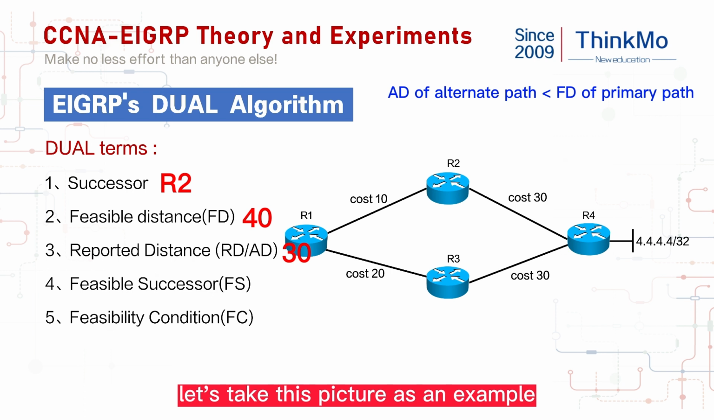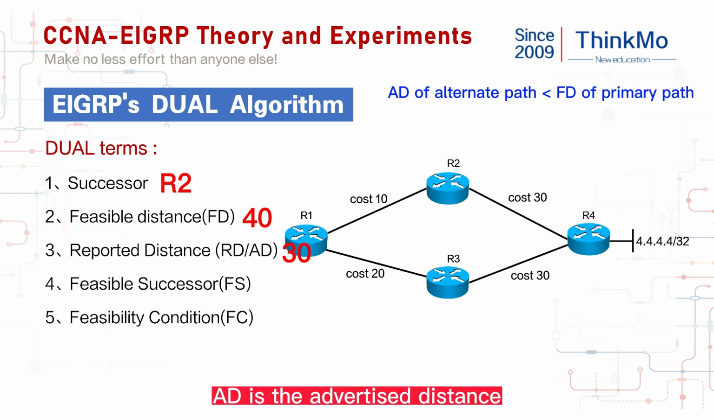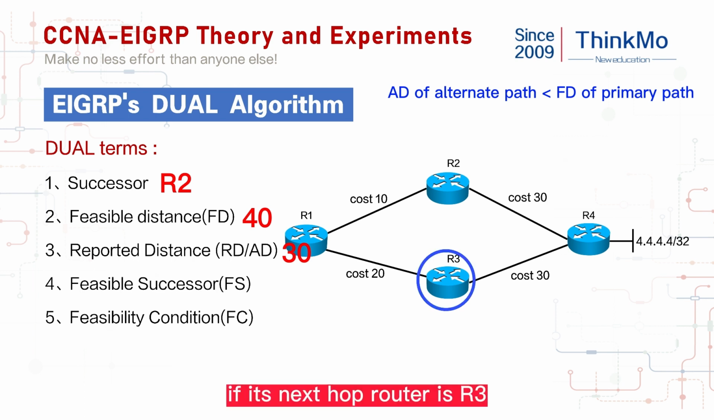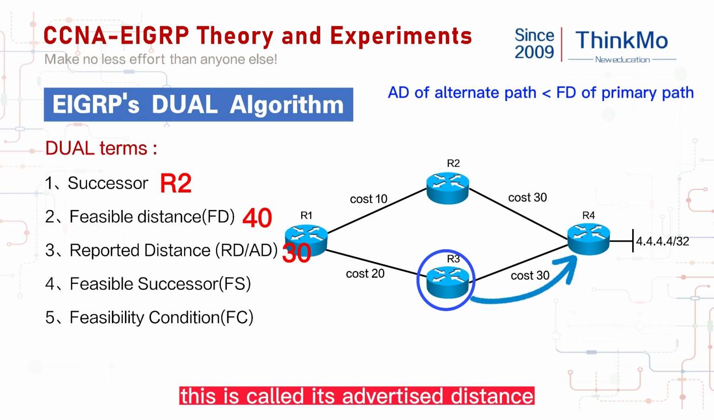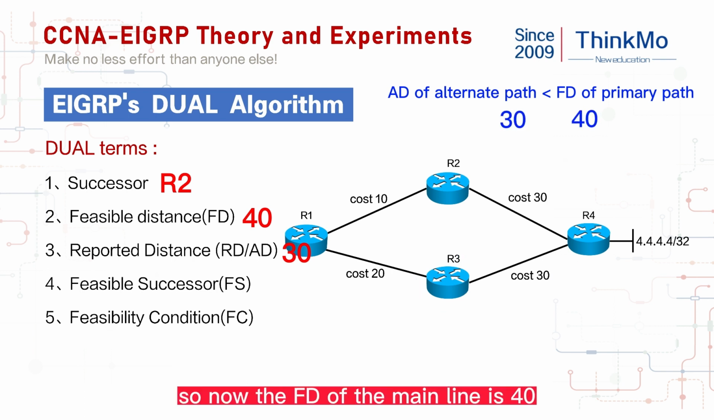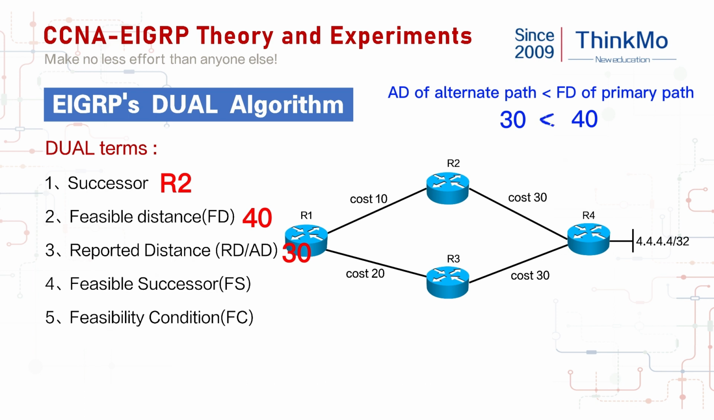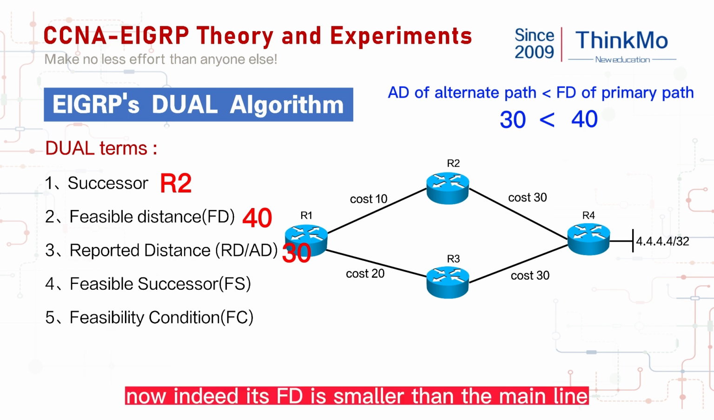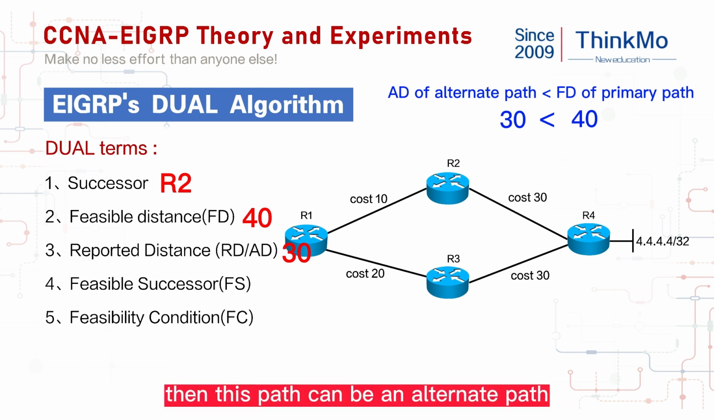Let's take this picture as an example. Now the lower line is the alternate path, because the upper one is the main path. AD is the advertised distance. If its next hop router is R3, its advertised distance is 30. The FD of the main line is 40, and 30 is less than 40. Suppose you use it as a backup line, then you compare: indeed its AD is smaller than the FD of the main line. Then this path can be an alternate path.